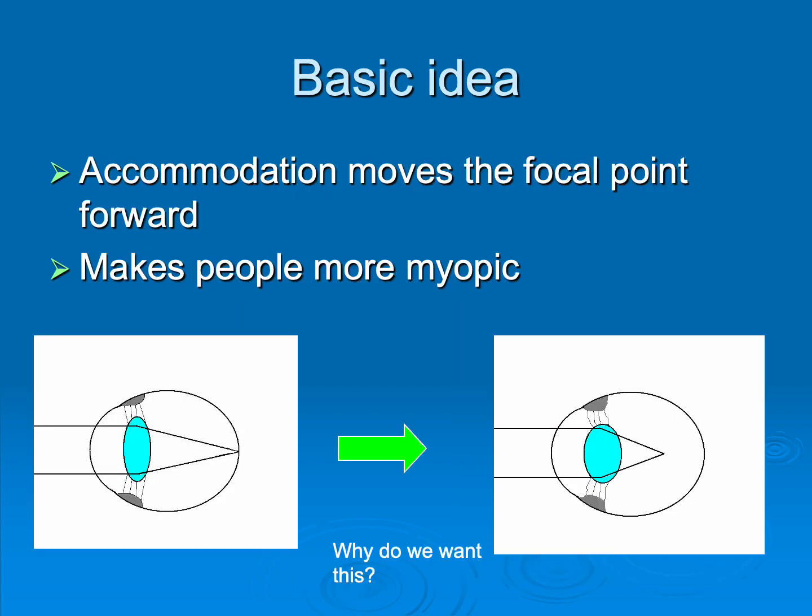The basic idea is that accommodation will move the focal point forward, making people more myopic. And you would want to ask yourself, why would anyone want to become more myopic? As you can see here in the bottom diagrams, that's just what's happening. You've got parallel rays coming in, focusing perfectly on that fovea, but when that ciliary body contracts and the lens rounds up and becomes more positive, adding convergence to the system, it will bring that focal point into mid-vitreous. And again, why in the world would you want that?